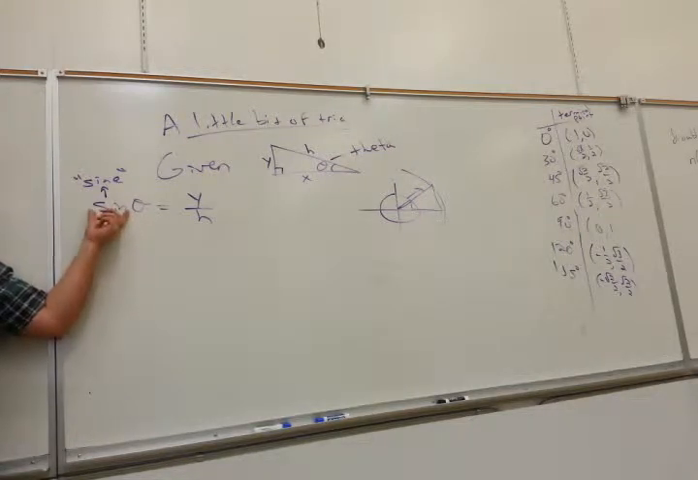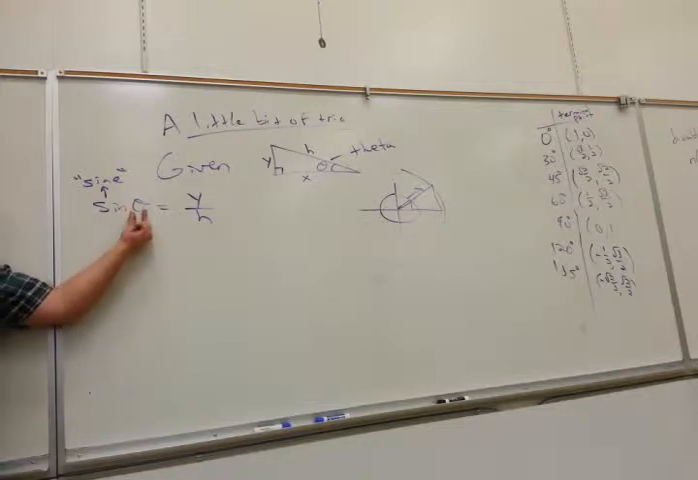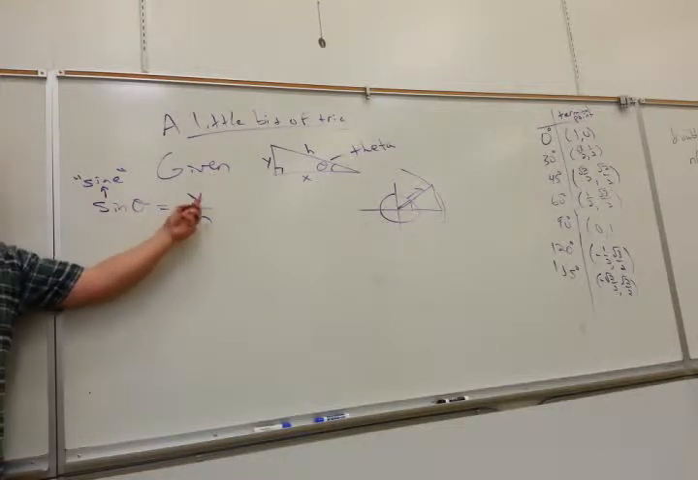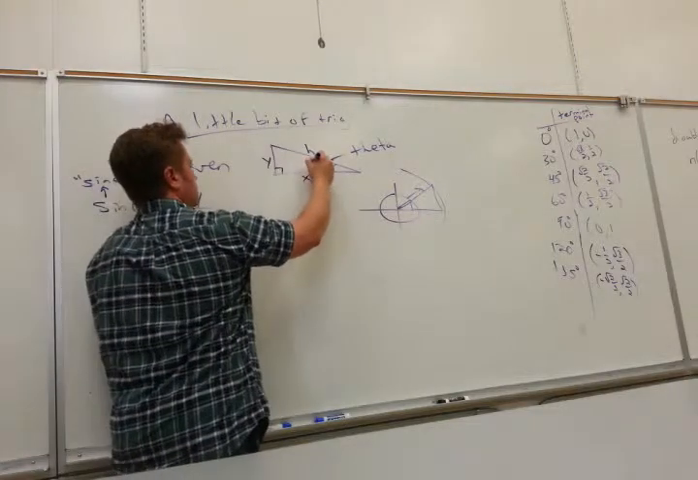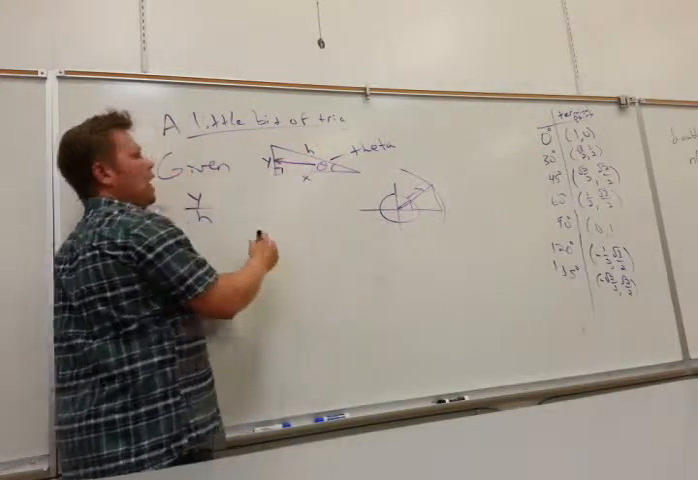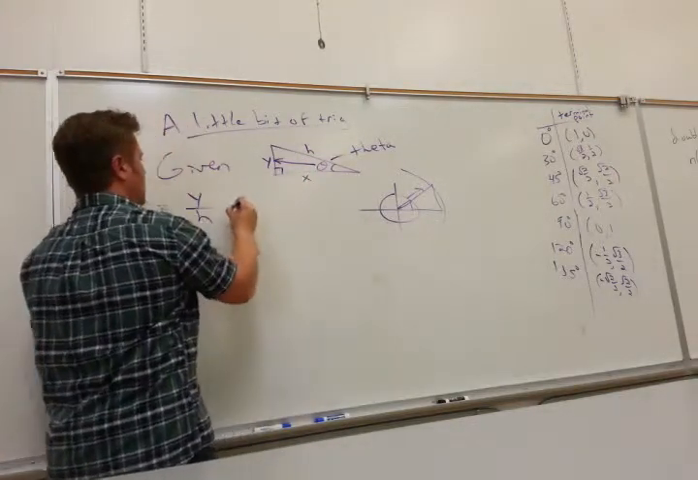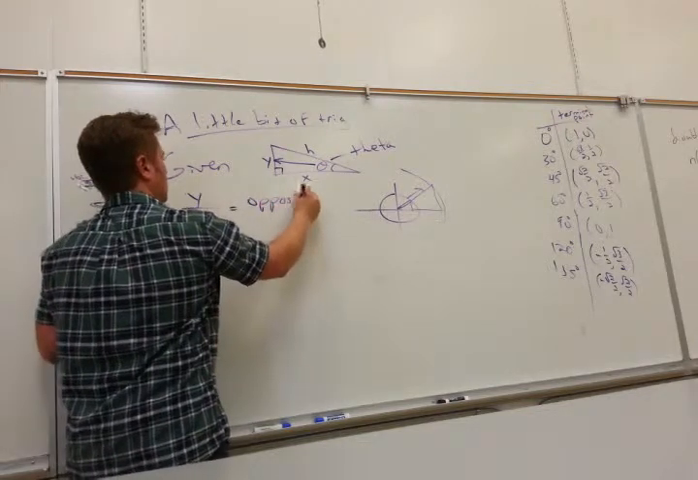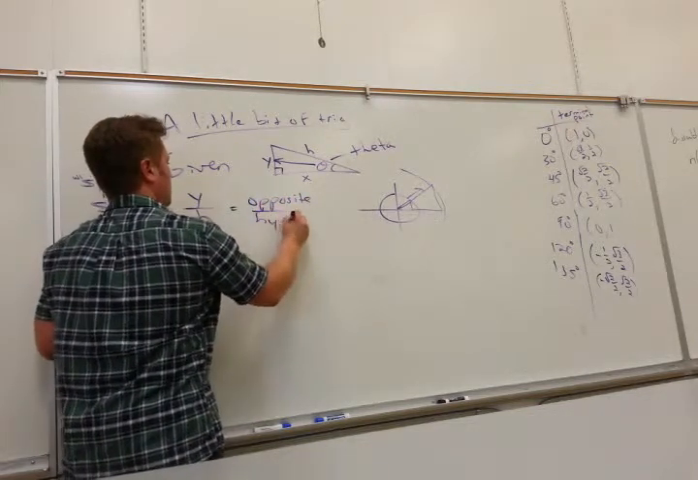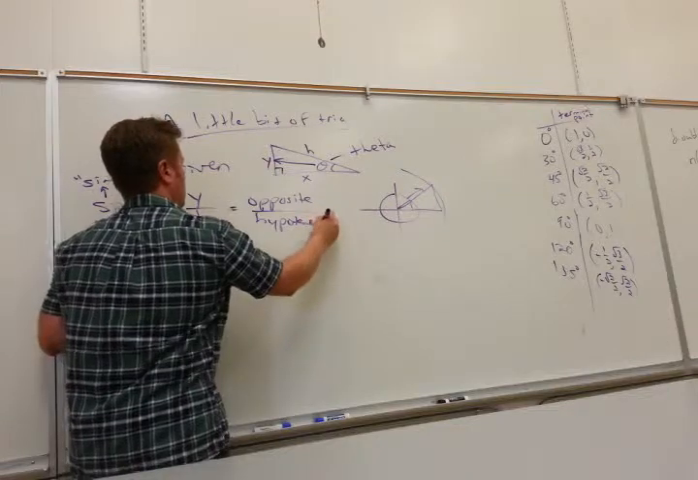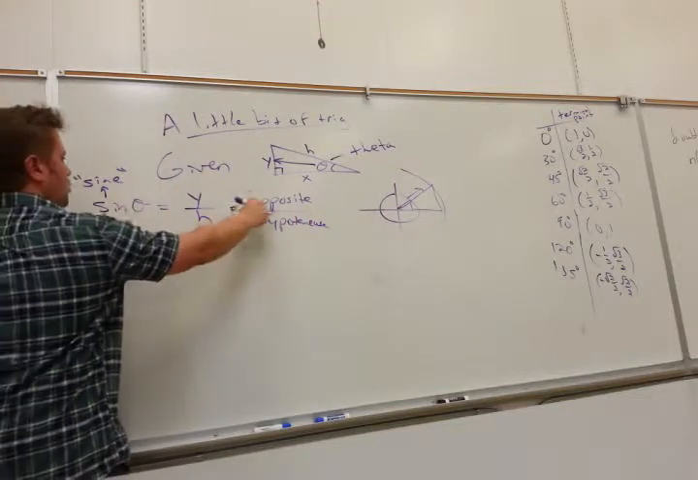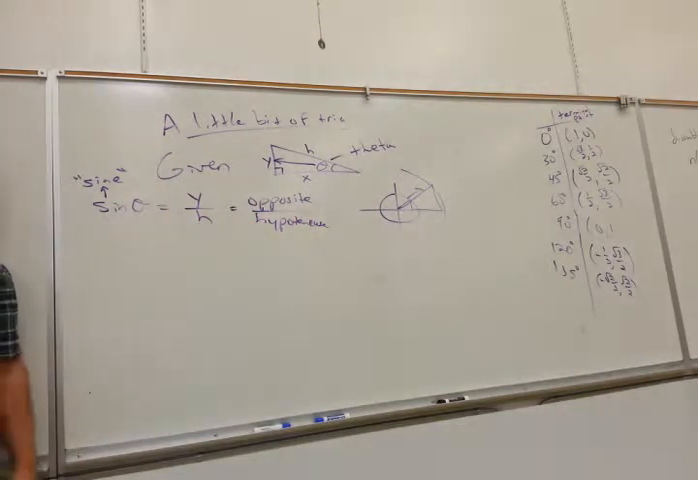And I'll get a little bit into the history later. I just want to let us out of here soon. So this is sine theta. It's defined to be the ratio of, now let me say this in terms of SOHCAHTOA, the opposite over the hypotenuse. There's your SOH.